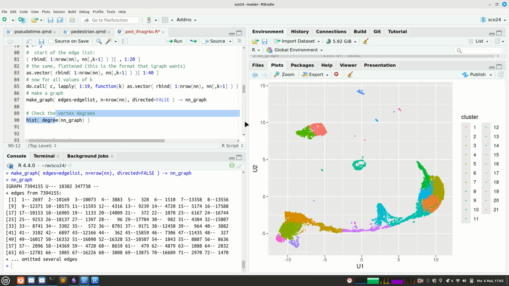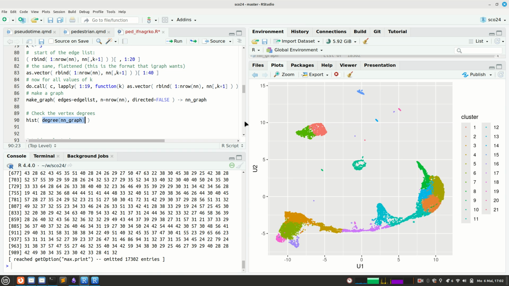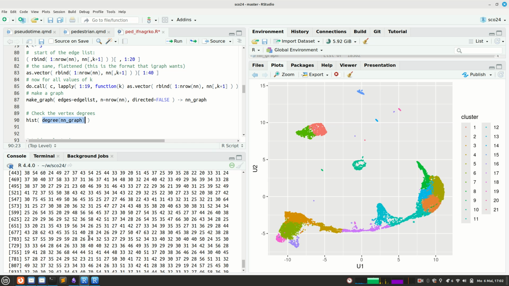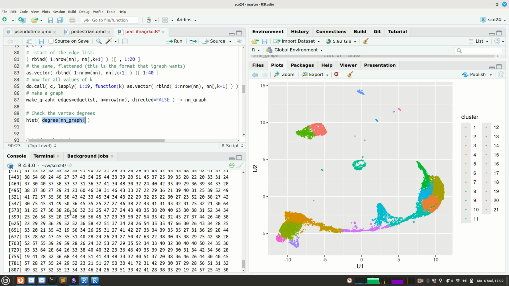And I can now ask a couple of graph theoretic questions. One, for example, would be the degree of a vertex. I ask each cell, how many edges do you have? With how many other cells are you connected? And as you can see, most cells are connected with more than 20 nearest neighbors. This is because we made an undirected graph. You might see in here that I said directed is false. That means often two cells don't agree. Cell 1 considers cell 2 as one of its nearest neighbors, but cell 2 doesn't consider cell 1 as one of its nearest neighbors.